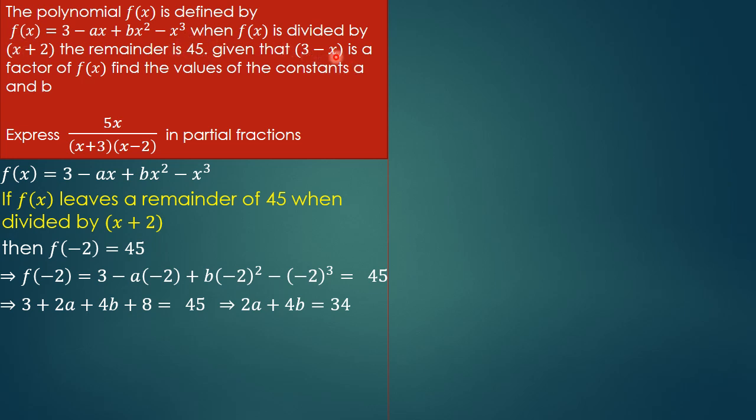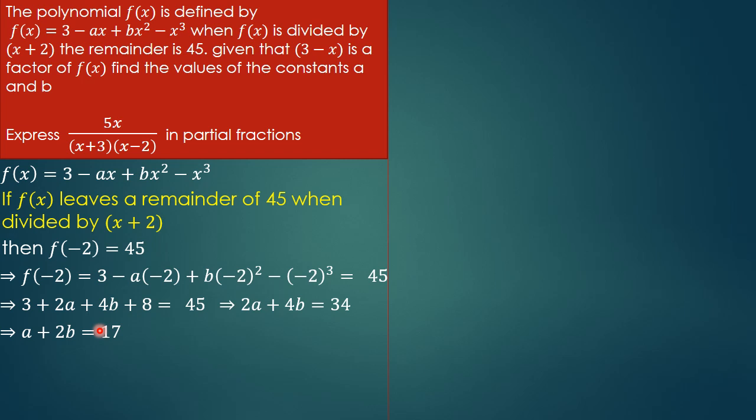Then 3 minus x is a factor of f of x. Great. So we have been given two conditions and we have two unknowns, so we need to bring forth two simultaneous equations and solve for those unknowns. So this is the first equation that we have, but we see that we could still reduce it, since we have a common factor of 2. If we divide all through by 2, we expect to have a plus 2b equal to 17.